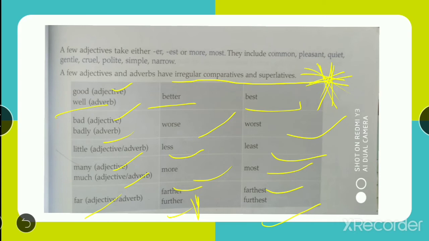So are you clear with irregular comparatives? Okay. So every word you cannot convert into er or est, or you can add more. More good, most good. That's wrong. Okay. It has another word to show comparison. It has another word to show superlative. Clear? So I hope this irregular word is clear.